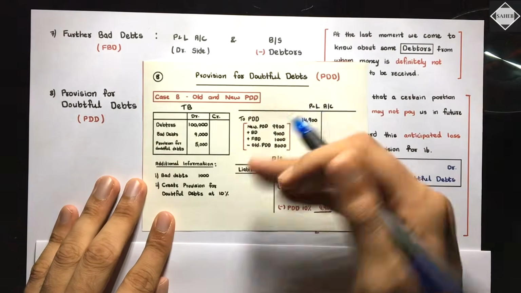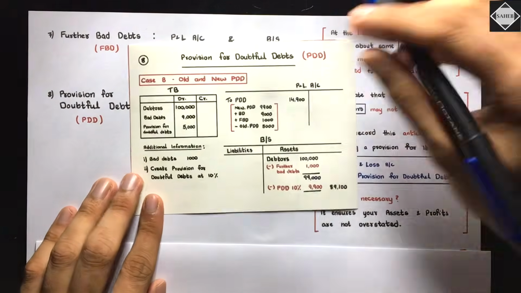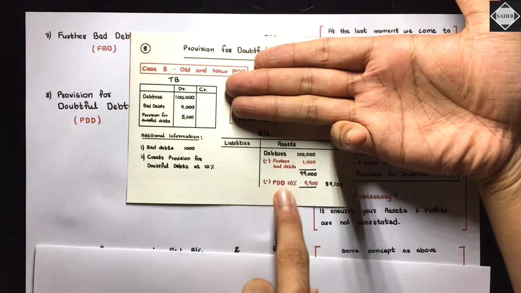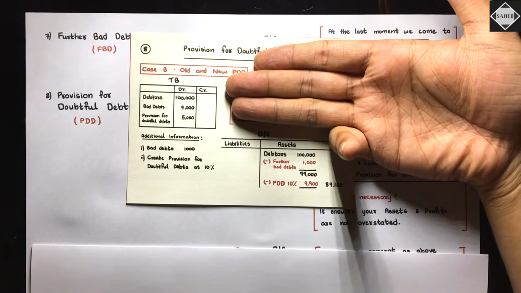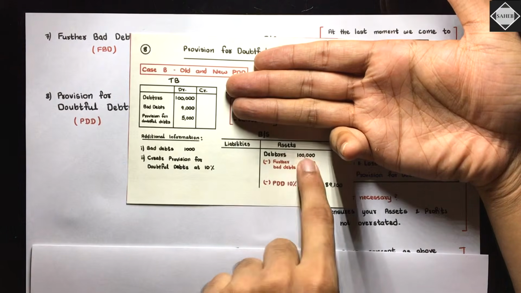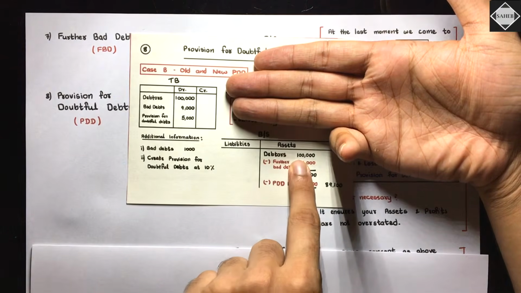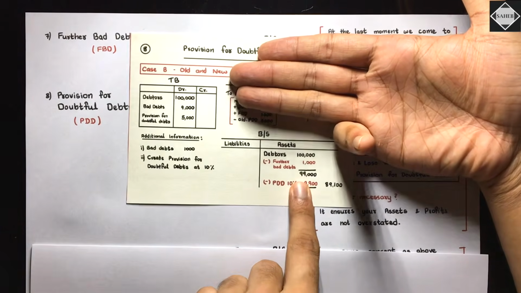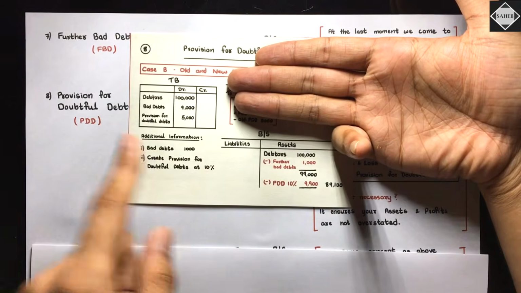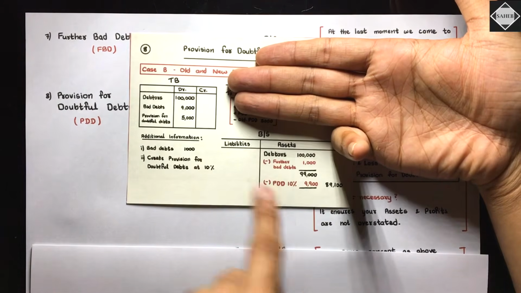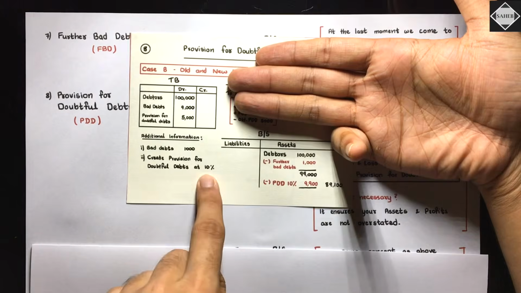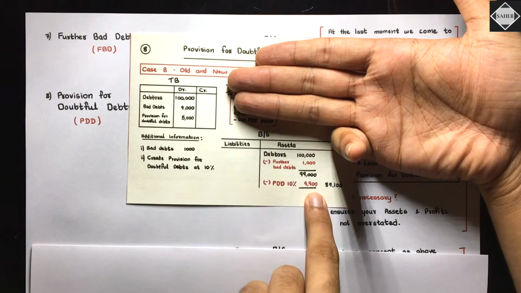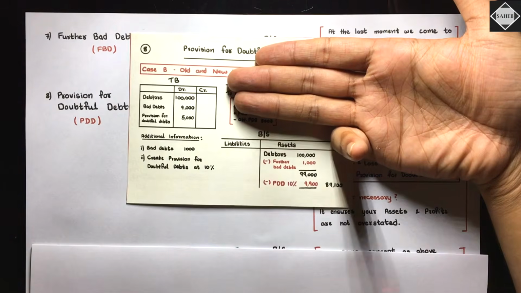Okay, first let's go to the balance sheet. Forget about the P&L. Don't do the P&L first, do the balance sheet calculation. In the balance sheet, debtors you will take 1 lakh, as usual. Always deduct the further bad debts first. You deducted the further bad debts, and you got 99,000. Then create the provision at 10%. 99,000 into 10% is equal to 9,900. The same thing happened in the balance sheet.